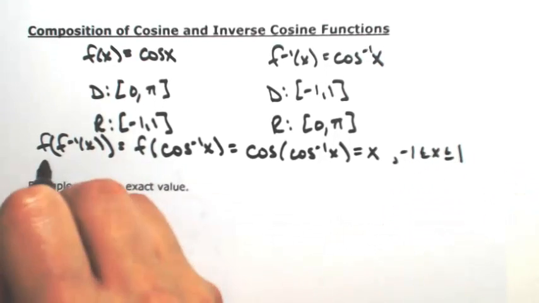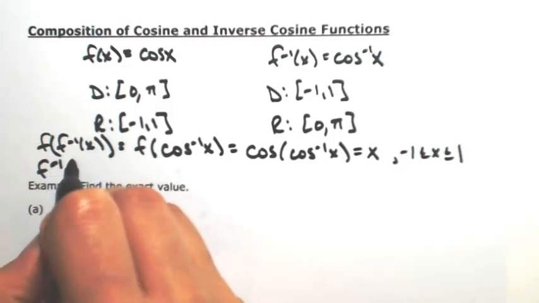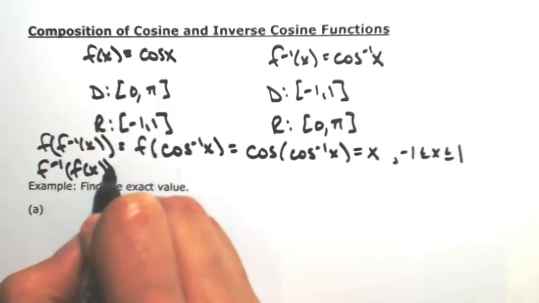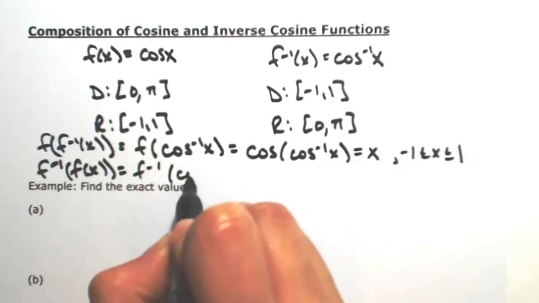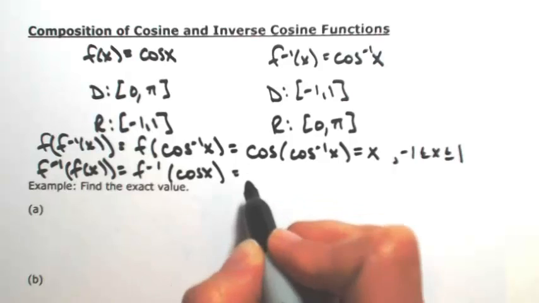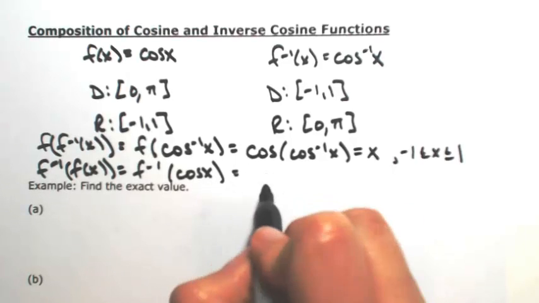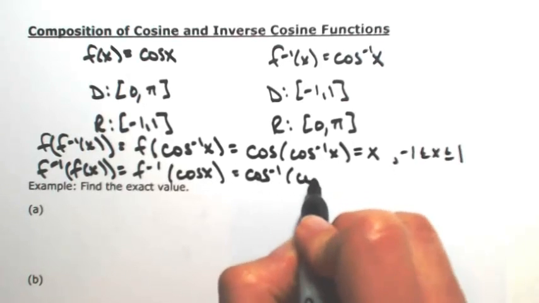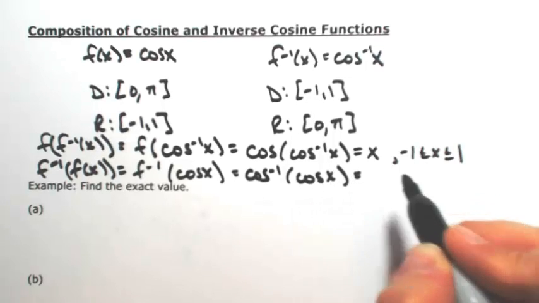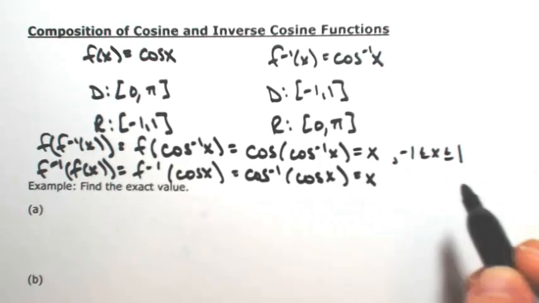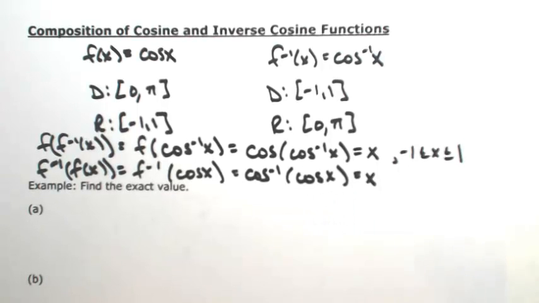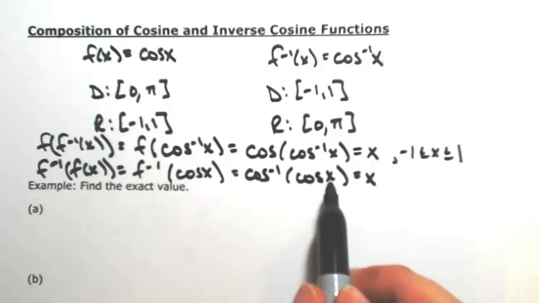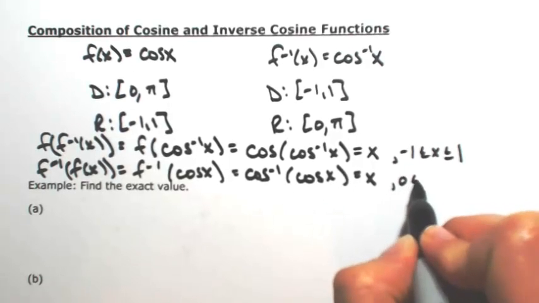Okay, it can go the other way. F inverse composed with f. So f inverse composed with cosine. So that cosine goes inside of the inverse cosine. These would undo each other, giving us back x, as long as cosine of x was defined according to our inverse. So the angle restriction on x was between 0 and pi.